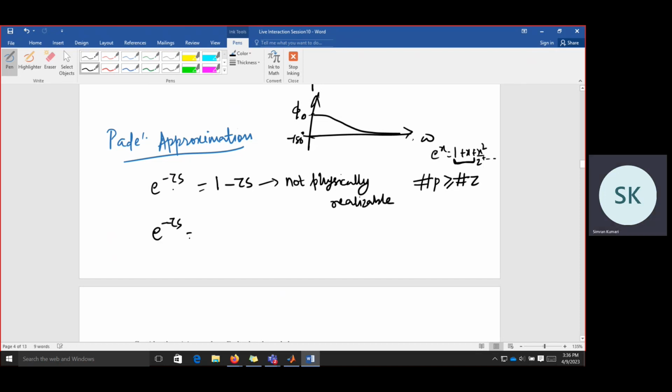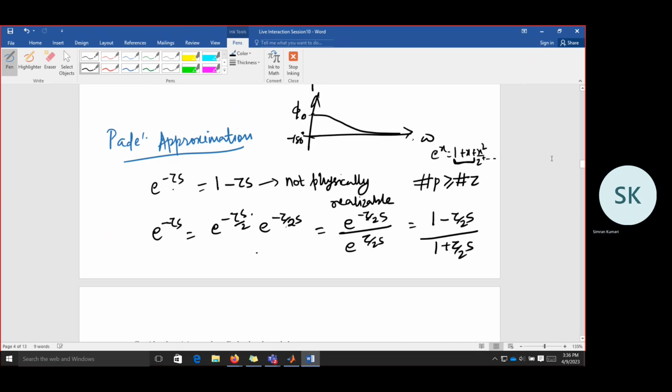So how can we write this? We can write this as: now this will be the minus tau by 2s, and this would go in the numerator. So how do I write it? 1 minus tau by 2s and 1 plus tau by 2s. Okay. So this is the approximation for this one.